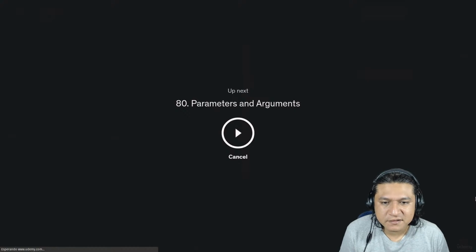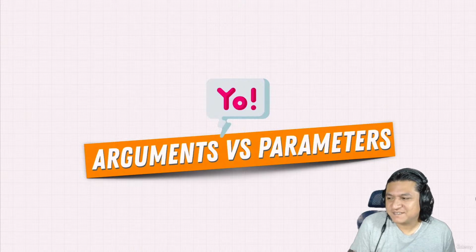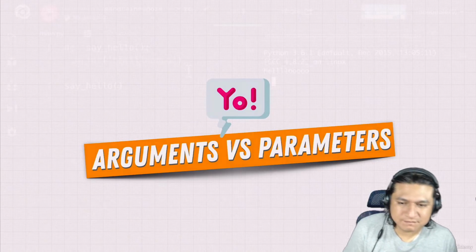Parameters and arguments. Okay. Let's talk about arguments versus parameters, which are some of our key terms that we use when describing functions. Let's see what they mean.